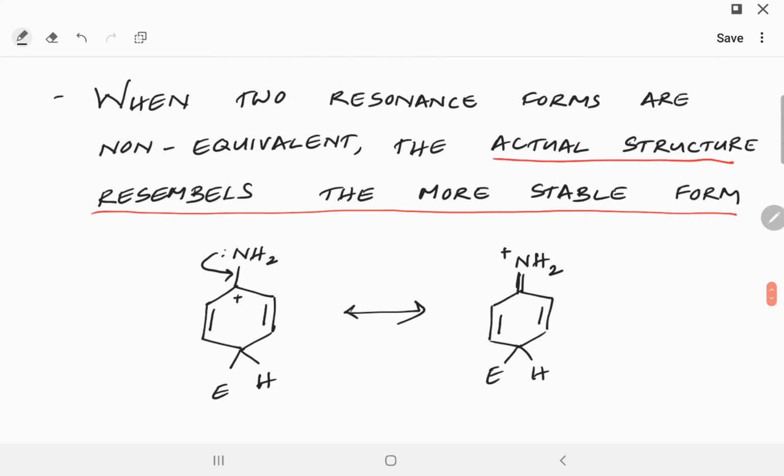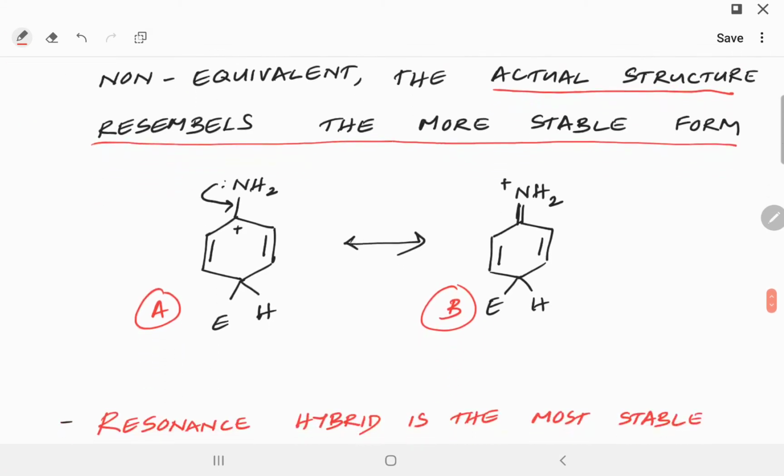So when you take a look at these two resonance structures, let's call this resonance structure A. Resonance structure A has a carbon that only has three bonds. And also it has a positive charge. That means this carbon has not reached the noble gas configuration, right? But if you delocalize the positive charge using the lone pair, then this carbon right here obtains the noble gas configuration in this particular resonance structure.